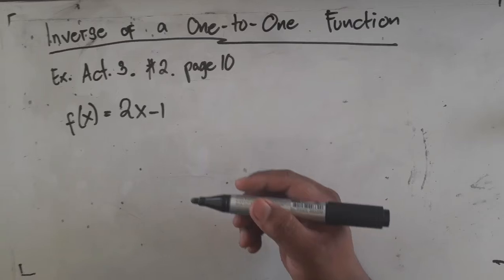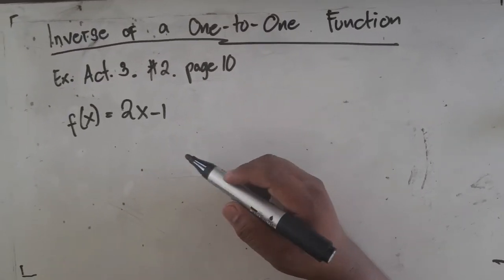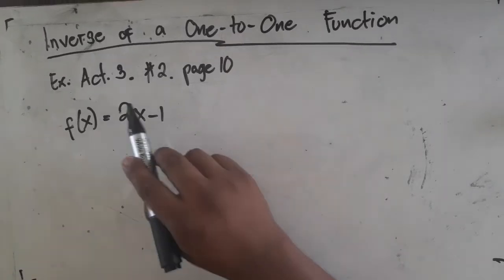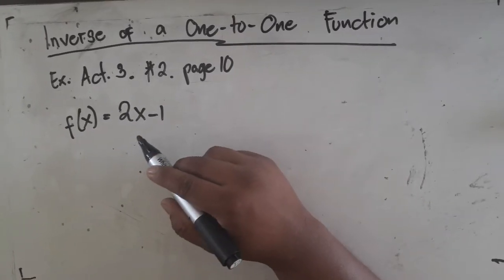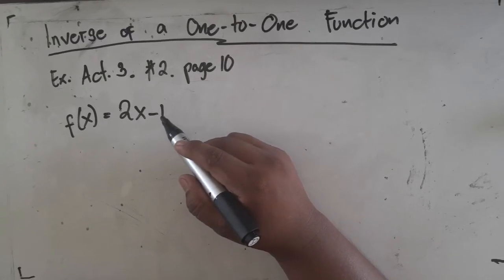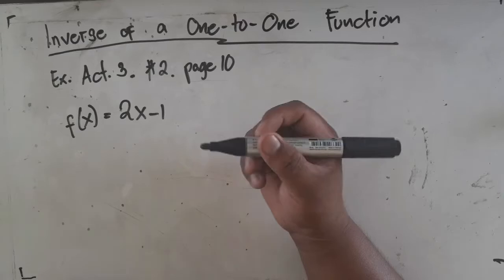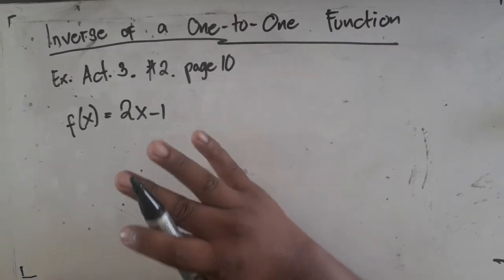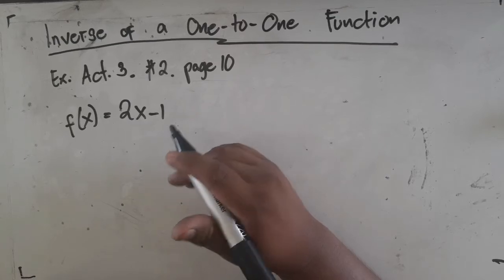Okay, this time, inverse of a one-to-one function. This can be seen in activity 2, number 2, page 10. Determine the inverse of the one-to-one function f of x equals 2x minus 1. There are 3 steps to determine the inverse of a one-to-one function.